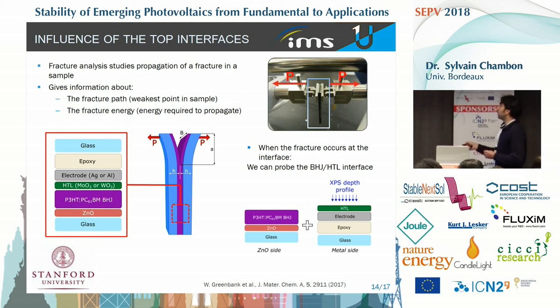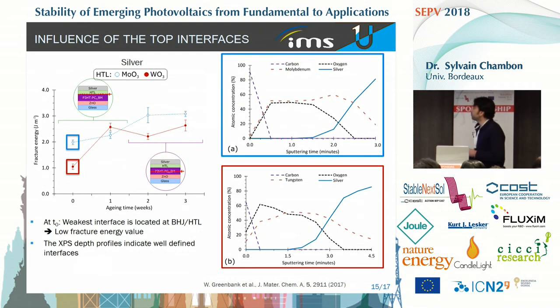And interestingly, when the fracture occurs at the interface, using one side of the sample after fracturing, we can use some XPS to see the modification of the surface. So we studied silver samples with molybdenum oxide and tungsten oxide. In red you have the tungsten oxide sample, and in blue the molybdenum oxide. And at the beginning, the fracture occurs at the bulk heterojunction HTL interface here.